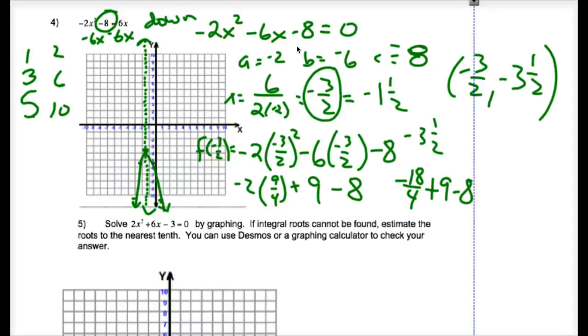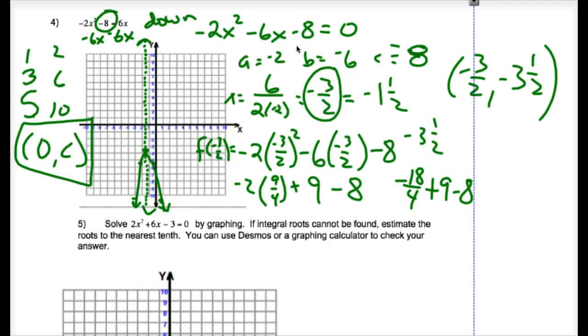Does the parabola always cross the y-axis at C? It's the y-intercept. We've been doing this for a week. The y-intercept is always at 0, C. It should go through negative 8. I don't know why I asked that. That was dumb. It should, maybe you didn't graph it well, but it does.